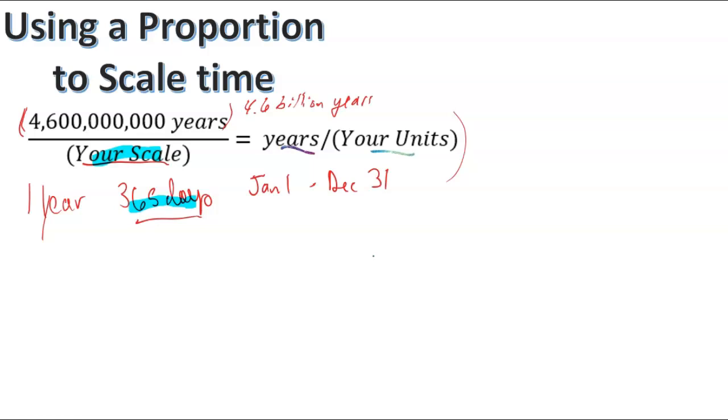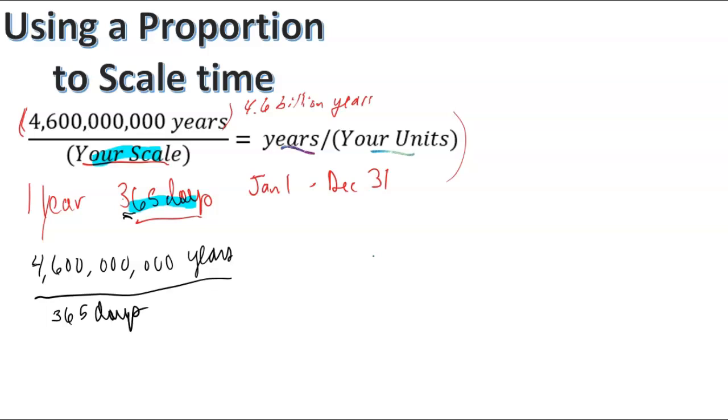So let's find out our scale. We have 4.6 billion. Make sure you get all the zeros in there, and that's going to be in years. I'm going to divide that by my scale, and in my scale, I had 365 days. So I'm going to divide it by 365 days, and that's going to be equal to just 1 day on my calendar. So what we're going to end up with is 1 day, and we need to know how many years there are in that 1 day.